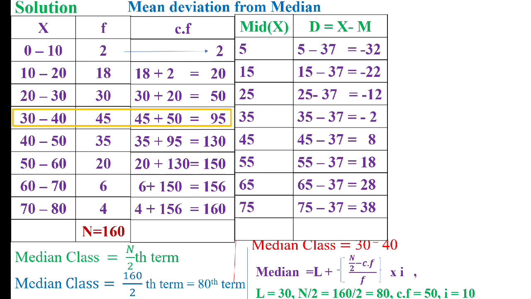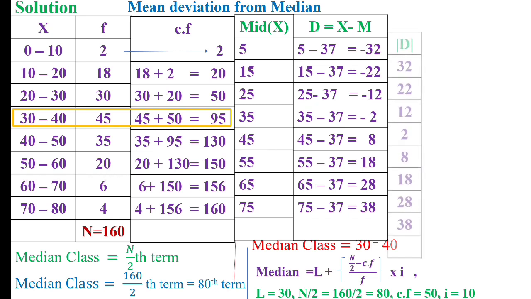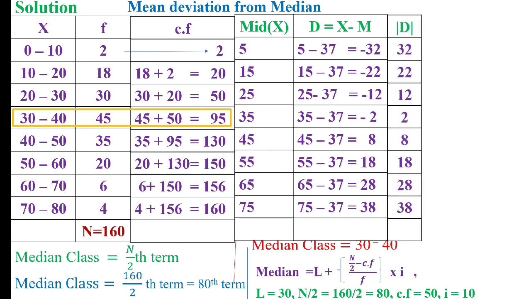Then follows f into d. F is 2 into 32, 64. Likewise, 18 into 22, 396; 30 into 12, 360; 45 into 2, 90; 35 into 8, 280; 20 into 18, 360; 6 into 28, 168; 4 into 38, 152. So the total of that column equals 1870. This is the way we can calculate the table values.